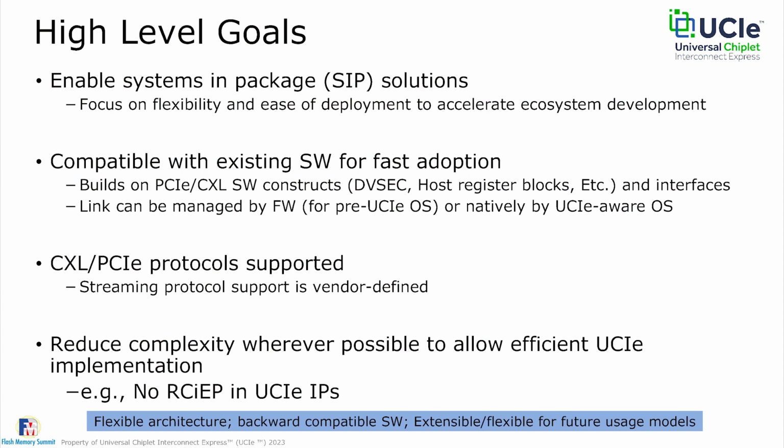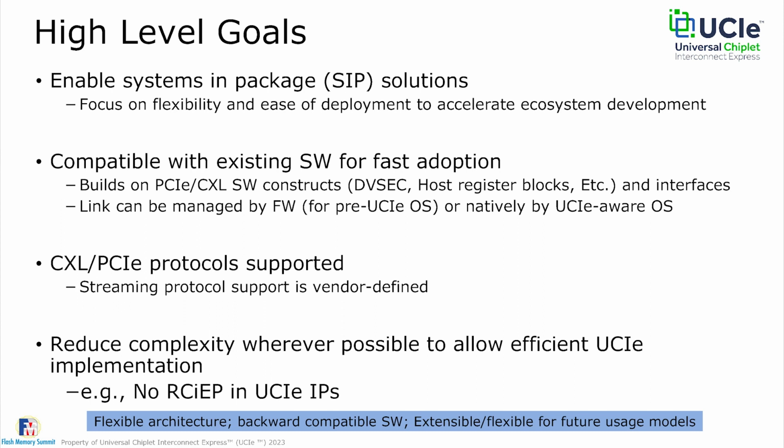CXL and PCIe protocols, why is that important? I'll go through that in the next slide as well. But those are existing use cases. So we have today accelerators which exist on the system, and the first option is to bring them onto the same system package. And finally, reduce the complexity, right? Wherever possible, we want to reduce the complexity and not make it too complex. One example of that is dropping, if you're familiar with it, the root complex integrated endpoint, which was in CXL 1.1. There's no reason to support that currently on UCIe.